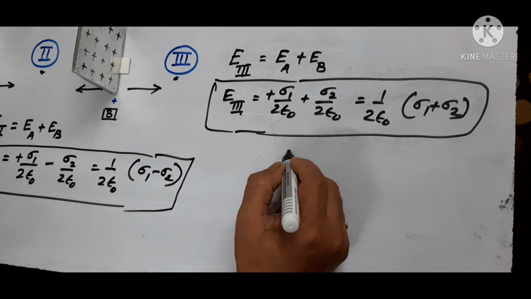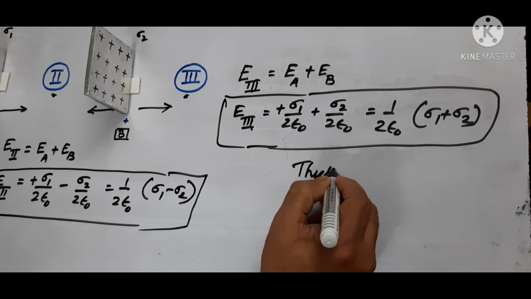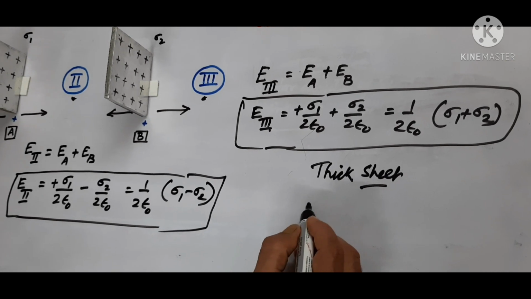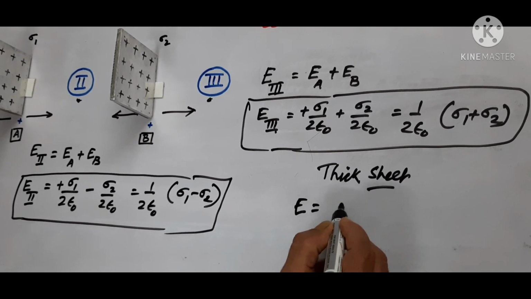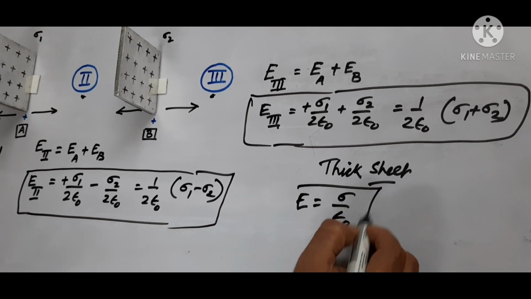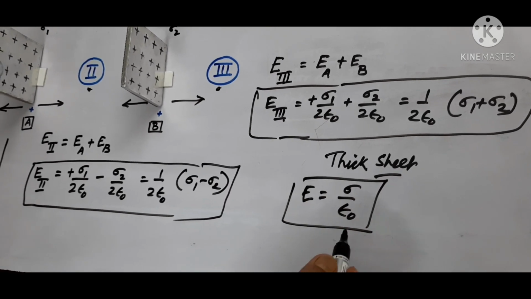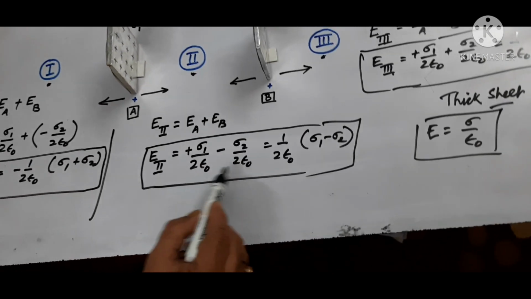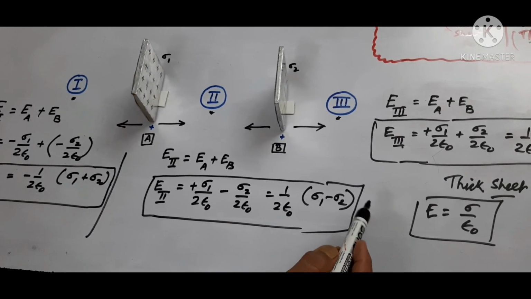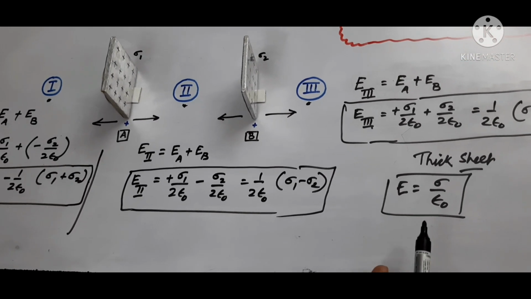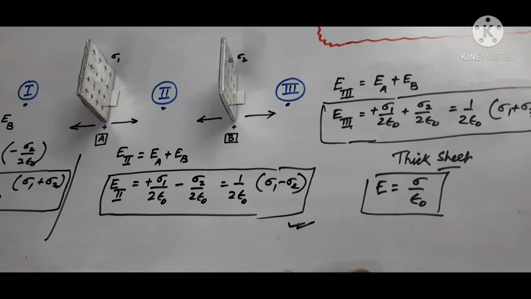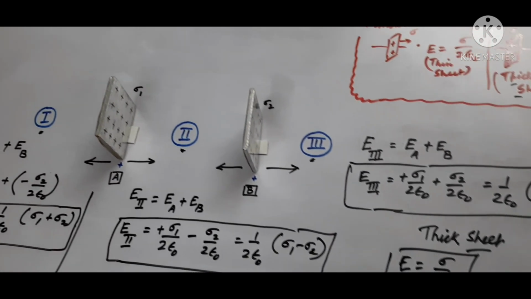If it is a thick sheet, the only difference is that for a thick sheet we know E is equal to sigma by epsilon naught, not 2 epsilon naught but only epsilon naught. So for a thick sheet we can easily find it out, only the factor of 2 will not be there, only the sigma. That's all. Very important point you have to remember, right?